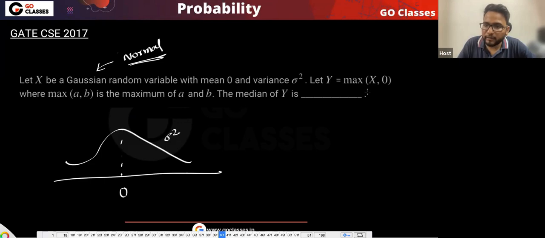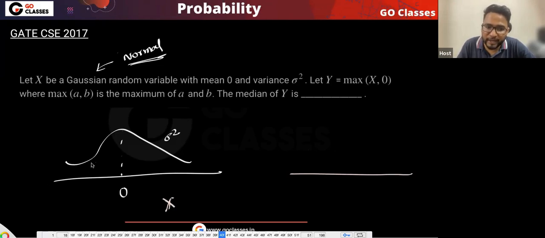Y is another random variable which is taking the max of X, 0, where max of a, b is the maximum of a and b. They are asking for the median of Y. So this is X. Can you draw Y? Y will be the maximum of 0 and X.